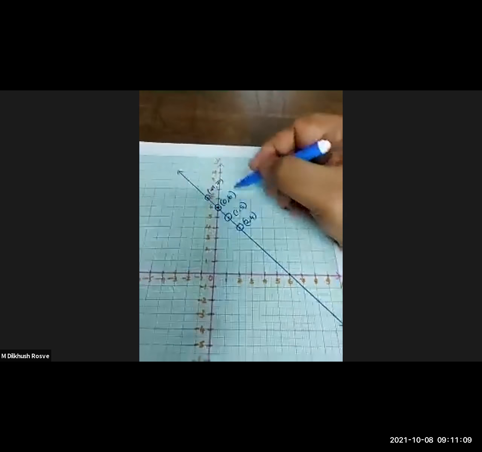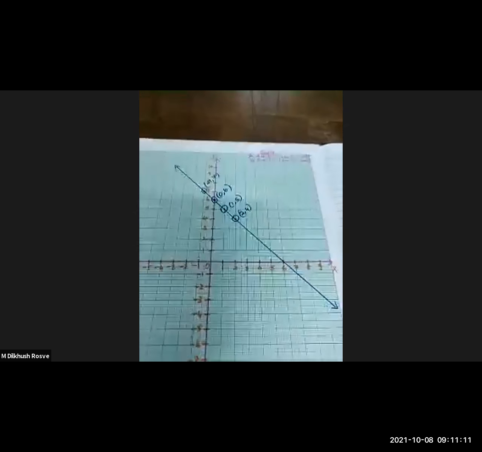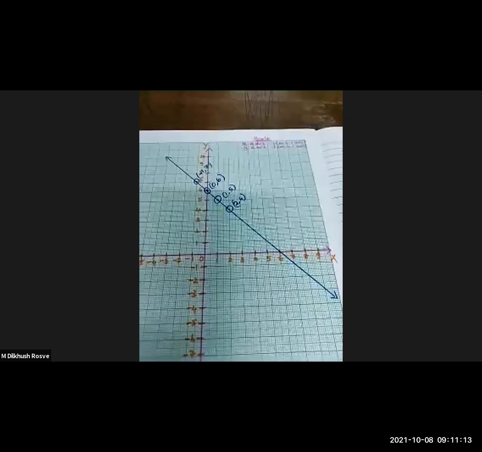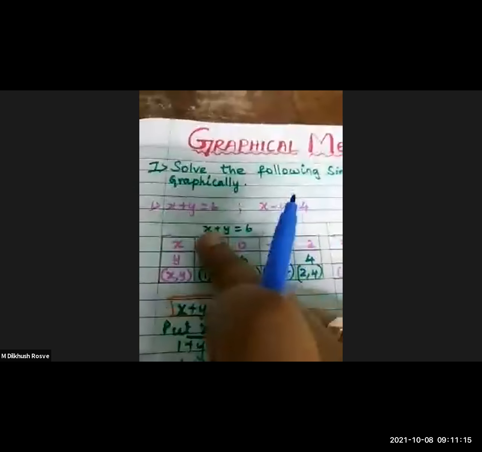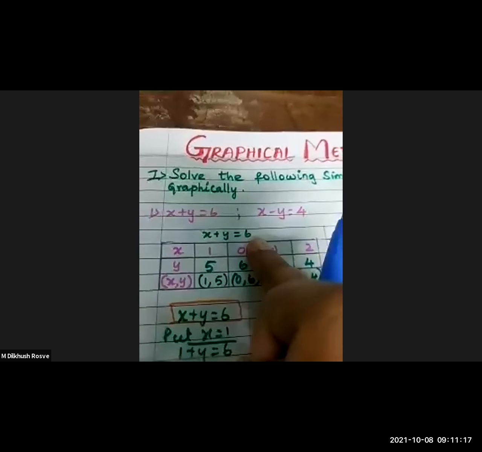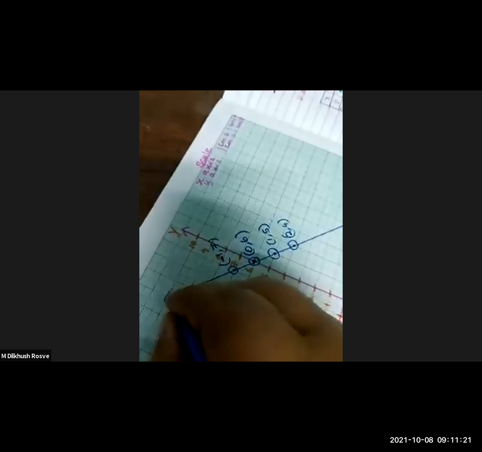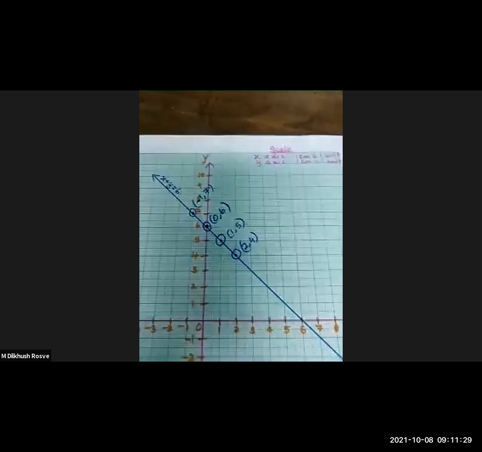Can you see? You have to use the scale and join these points. Clear, children? And what is the equation given? X plus y equal to 6. So that equation you write like this, x plus y equal to 6. So this line we have drawn.